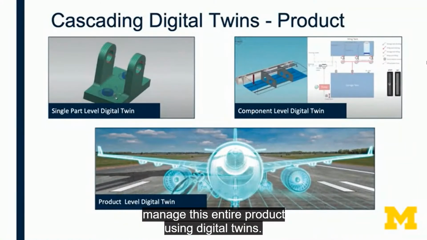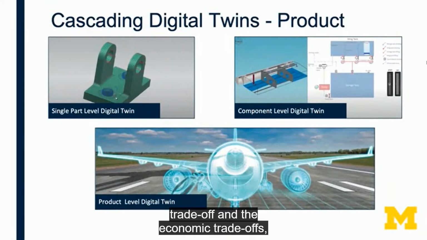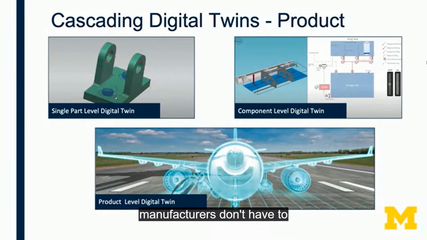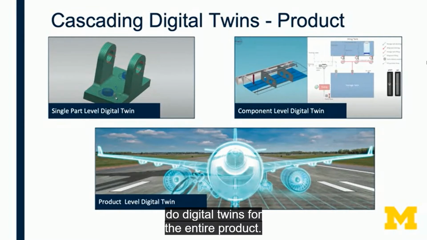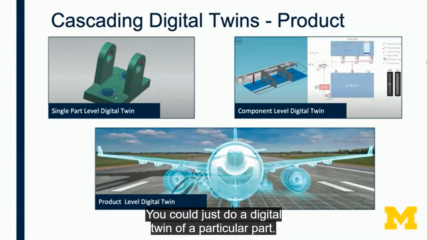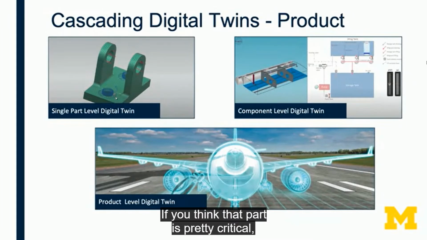While talking about the business trade-off and the economic trade-offs and taking decisions around digital twins, manufacturers don't have to do digital twins for the entire product. In fact, what I call as the cascading digital twins, right? I mean, you could just do a digital twin of a particular part, and if you think that part is pretty critical, you could actually do a full dynamic digital twin.